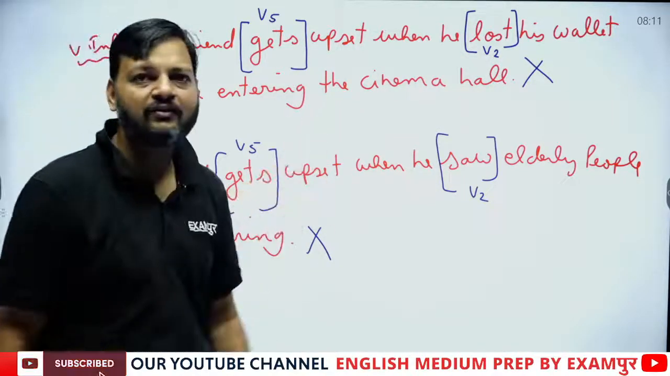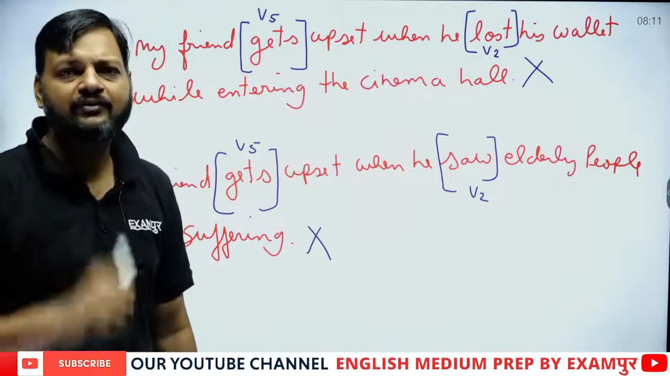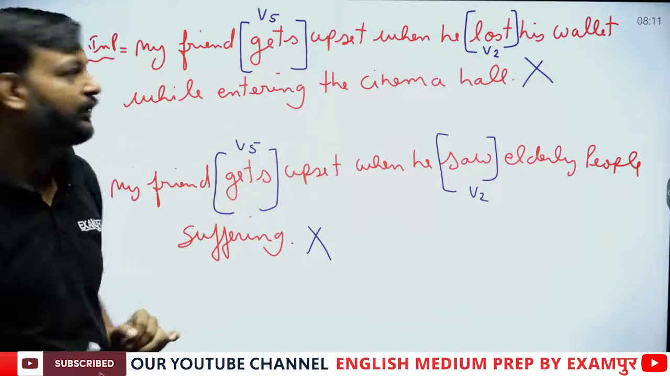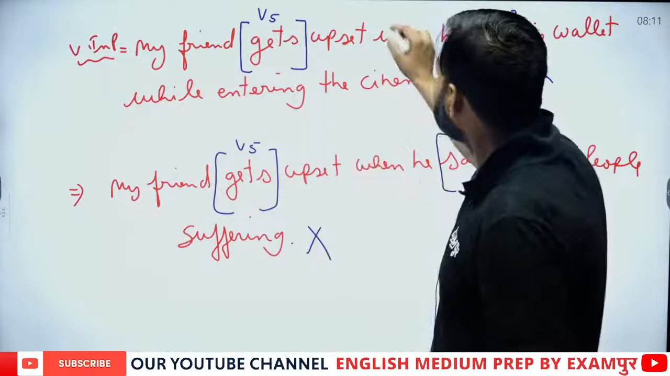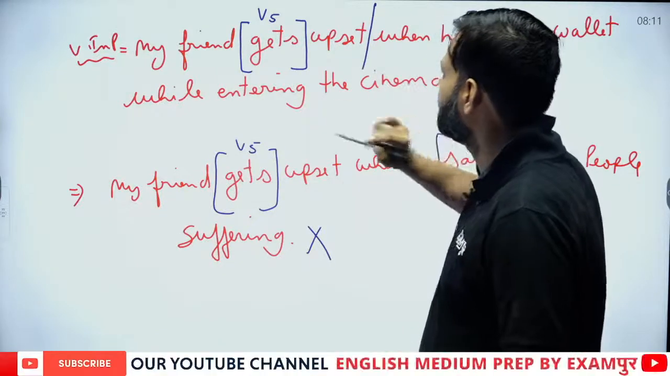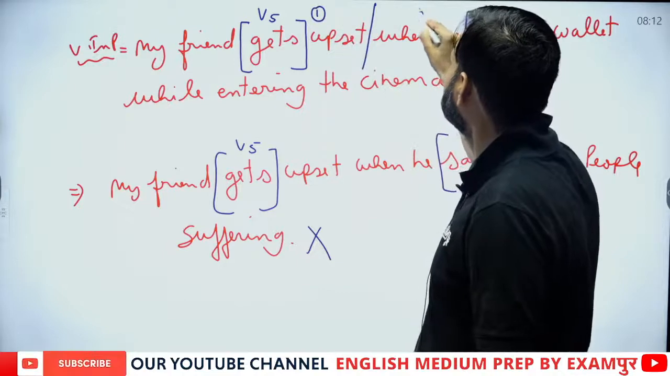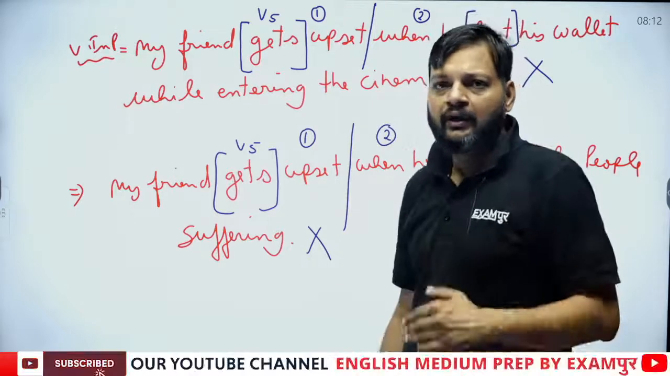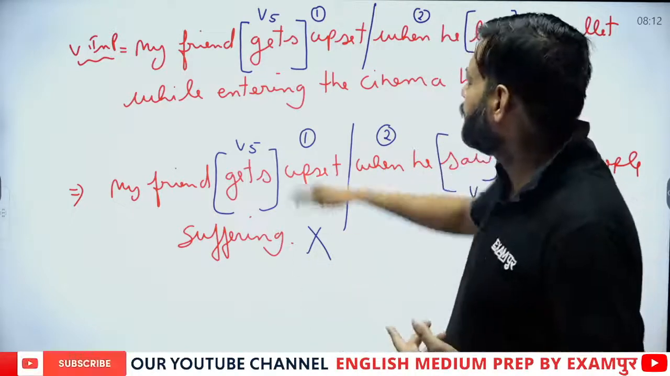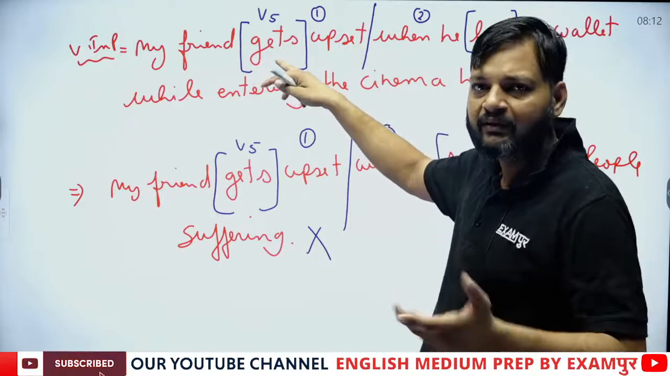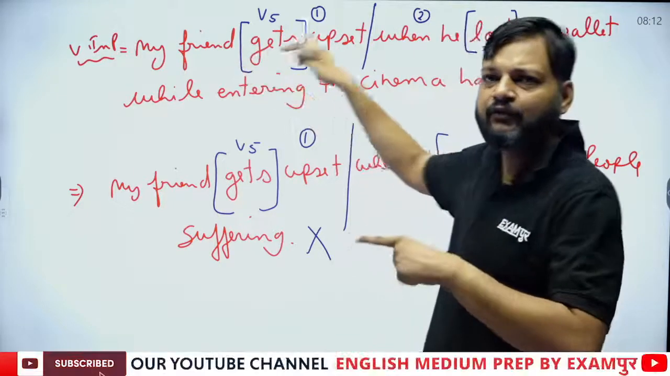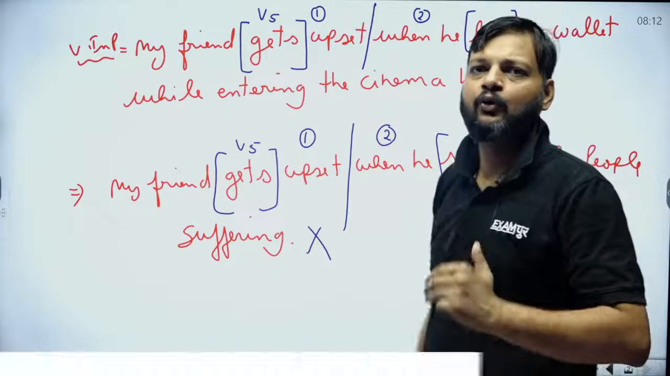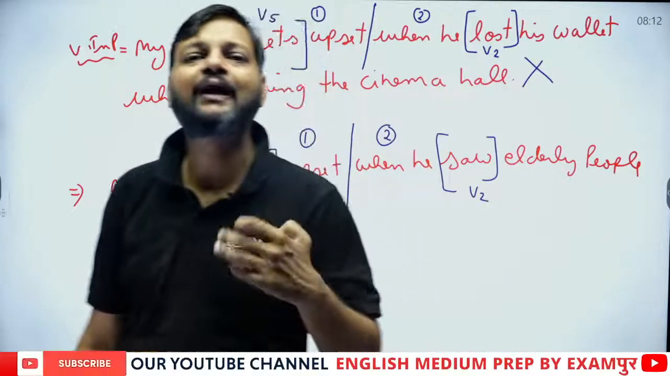Same is the case with the second sentence. Now the question is which verb has to be changed. For example, this sentence has been divided into two parts. This is the first part and this is the second part. Now you have to change a verb. If you change this, it means the error is in the first part, and if you change this verb, it means the error is in the second part. Now you have to decide which verb has to be changed.